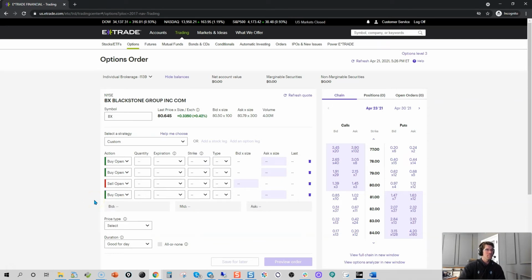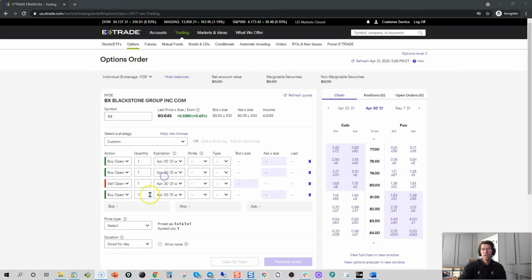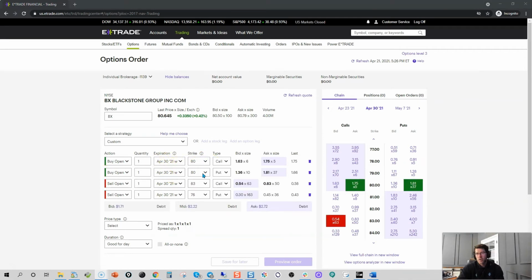And so our at the money, if I take a look at my screenshot here, so BX, I've got a screenshot right here. And the broker platform says $80 was at the money. So I'm doing 1 contract each right there. We're going out an extra week for April 30th. And let me make sure that I have the proper strike prices. We did the at the money at $80.